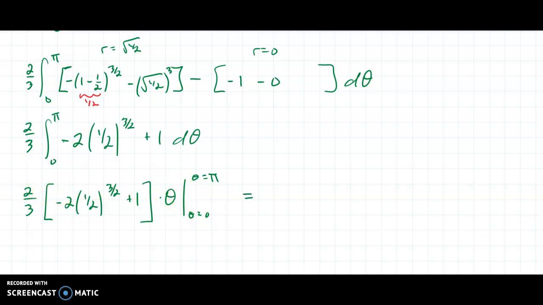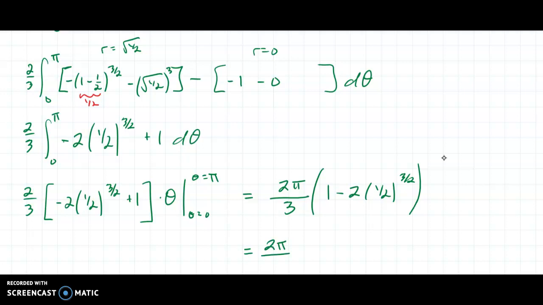So what do I wind up getting? I wind up getting 2 pi, sorry, not theta, over 3 times, I like to write this as 1 minus 2 times, I'll just write it to the 3/2 power, 1/2 to the 3/2 power. So this is acceptable. This is good enough, but I'm going to show you one way that this would simplify.